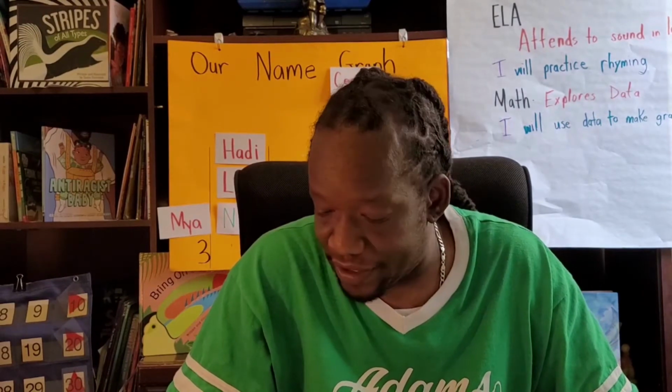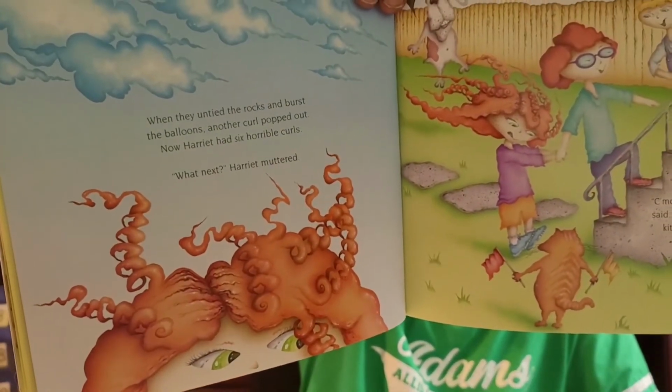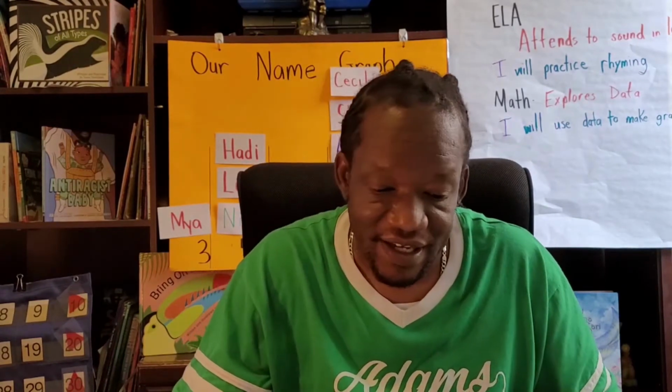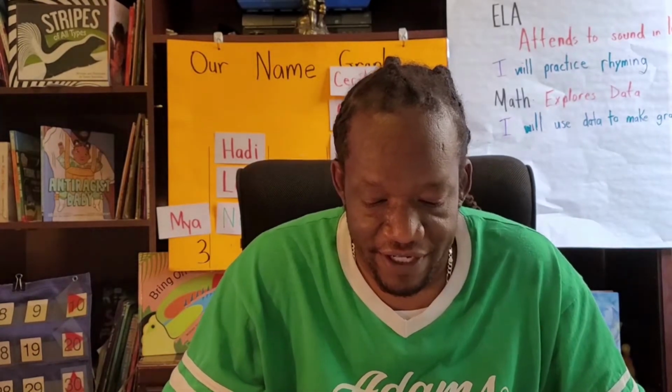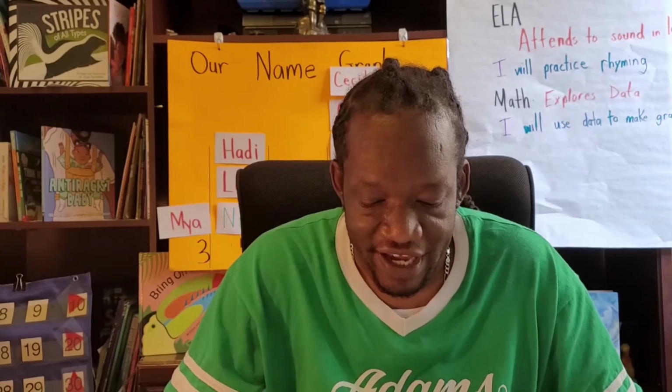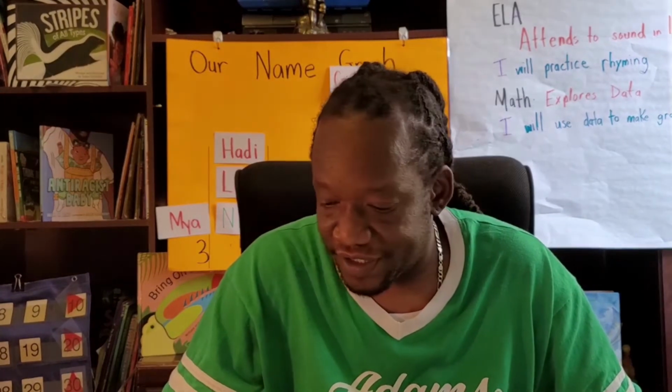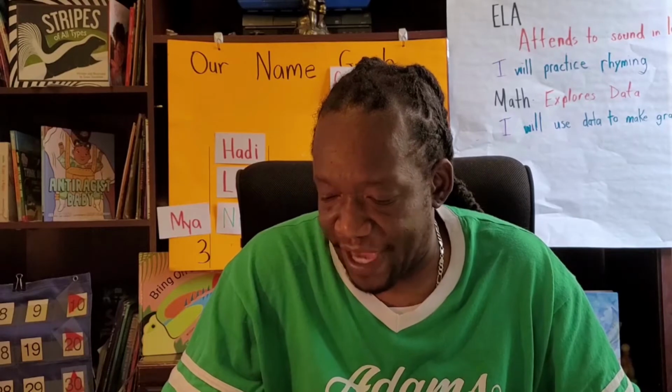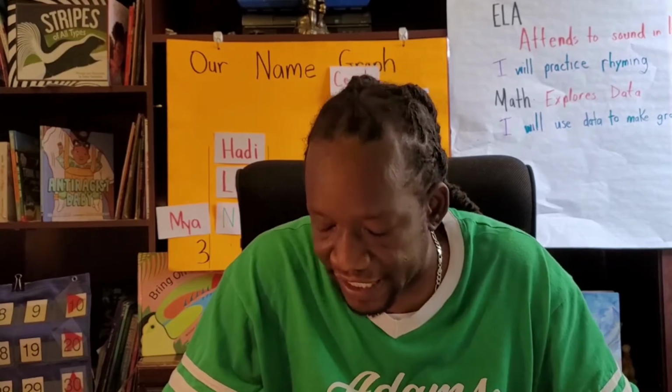"What's next?" she muttered. "Come on," Harriet's sister said. "Something in the kitchen will work." Harriet's sister and brother opened the kitchen cabinets and drawers and pulled everything out. Harriet's sister plopped the colander on Harriet's head, and her brother pulled the curls through the holes. "Tie the whisk to this curl and the spatula to that one," Harriet's sister directed. "I can't stand it," Harriet grumbled.